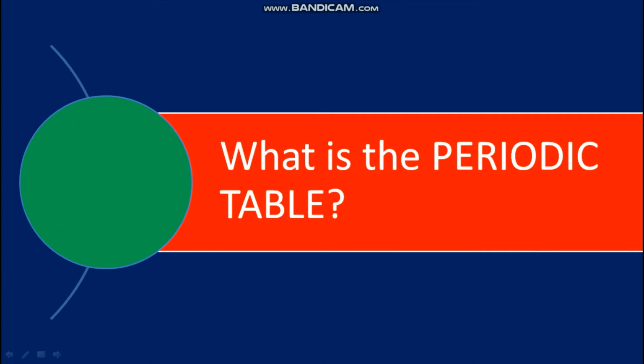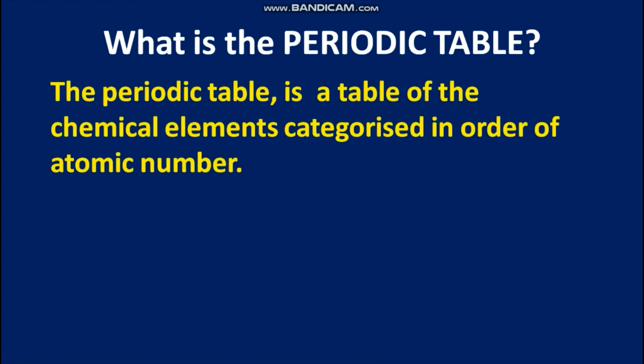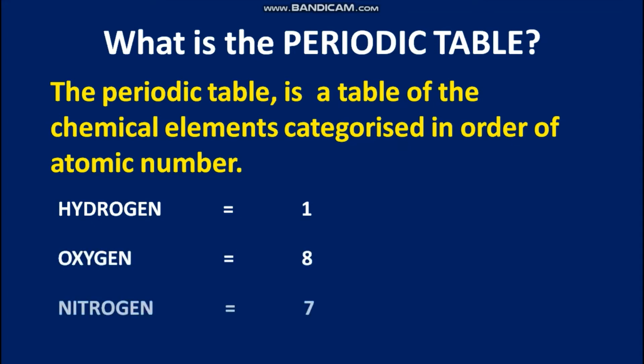So what is the periodic table? The periodic table of elements is a table of chemical elements arranged in order of atomic number. For example, hydrogen has an atomic number of 1, as it is the first element on the periodic table. Also, oxygen has an atomic number of 8, and nitrogen, which is the most common element in the air, has an atomic number of 7.